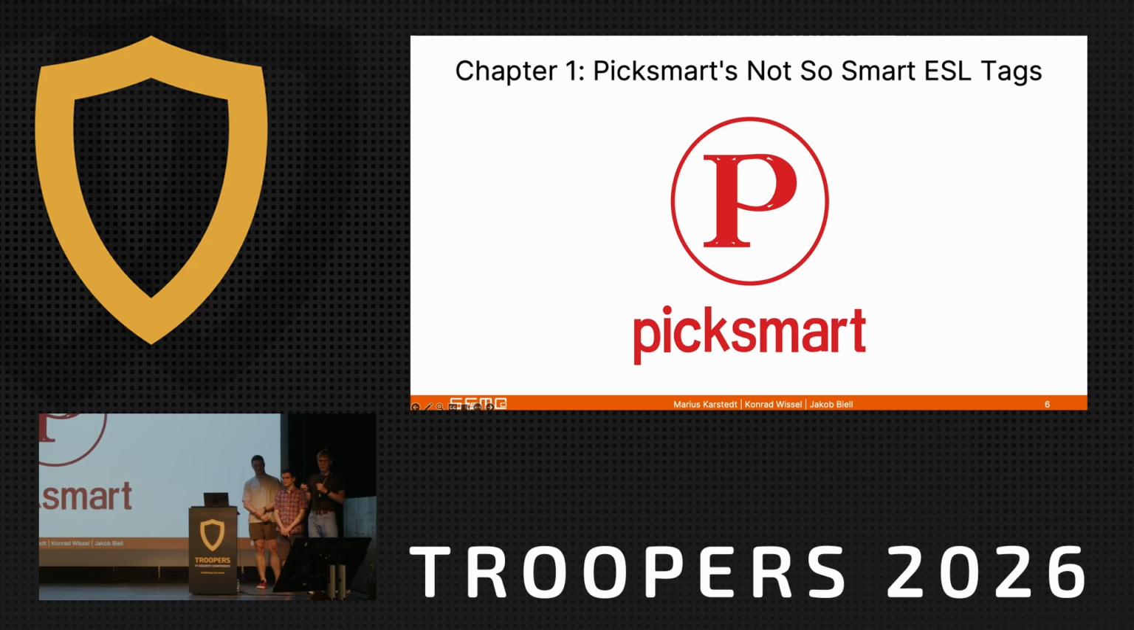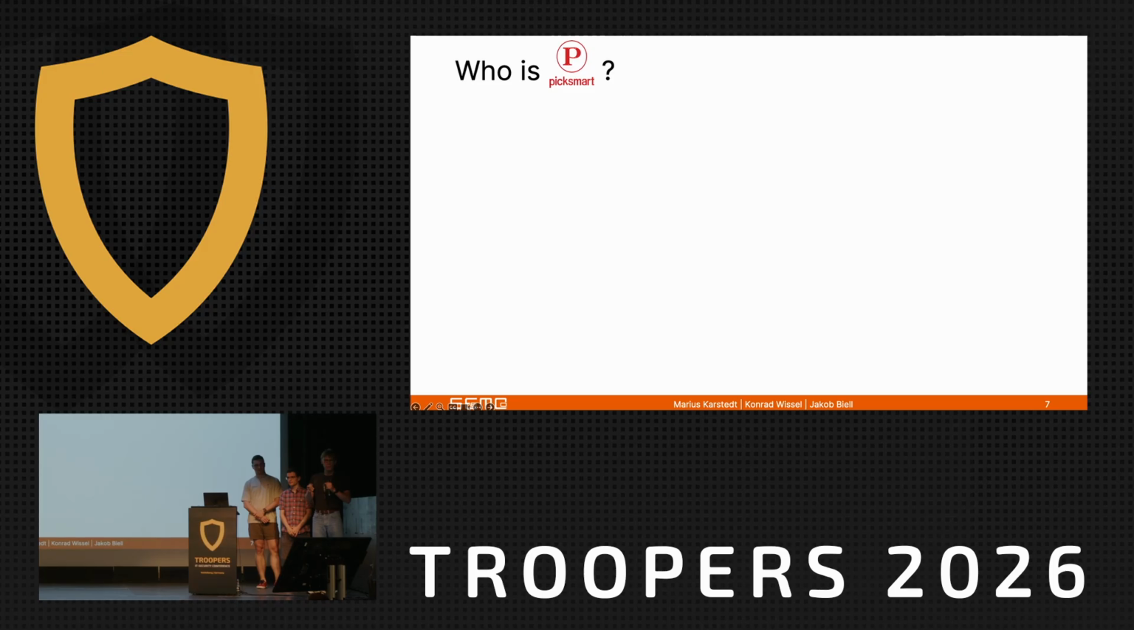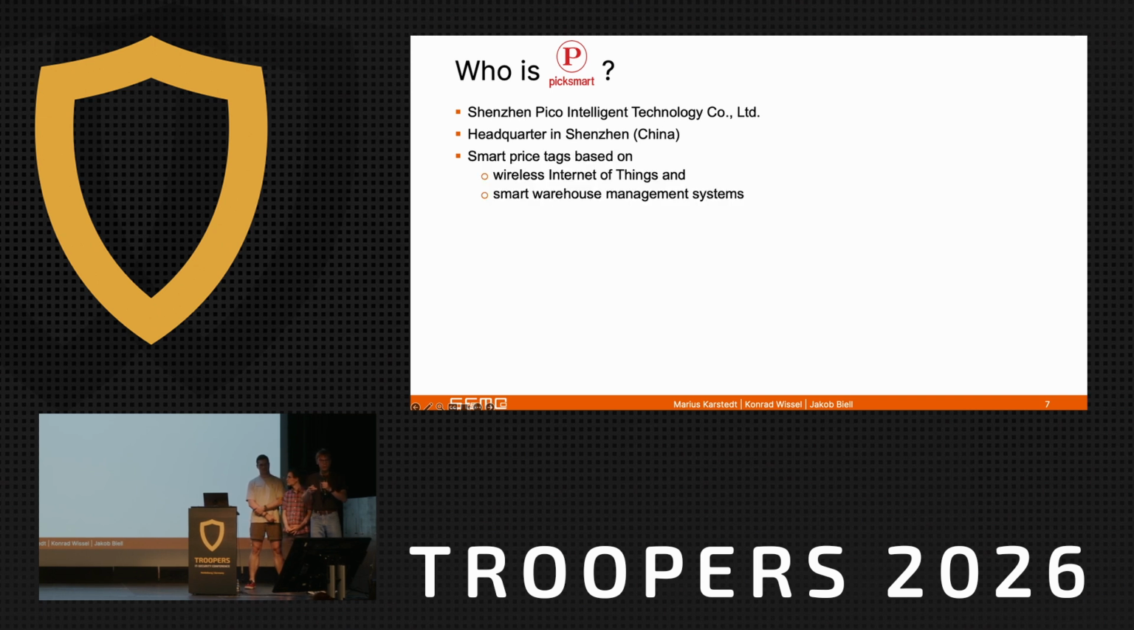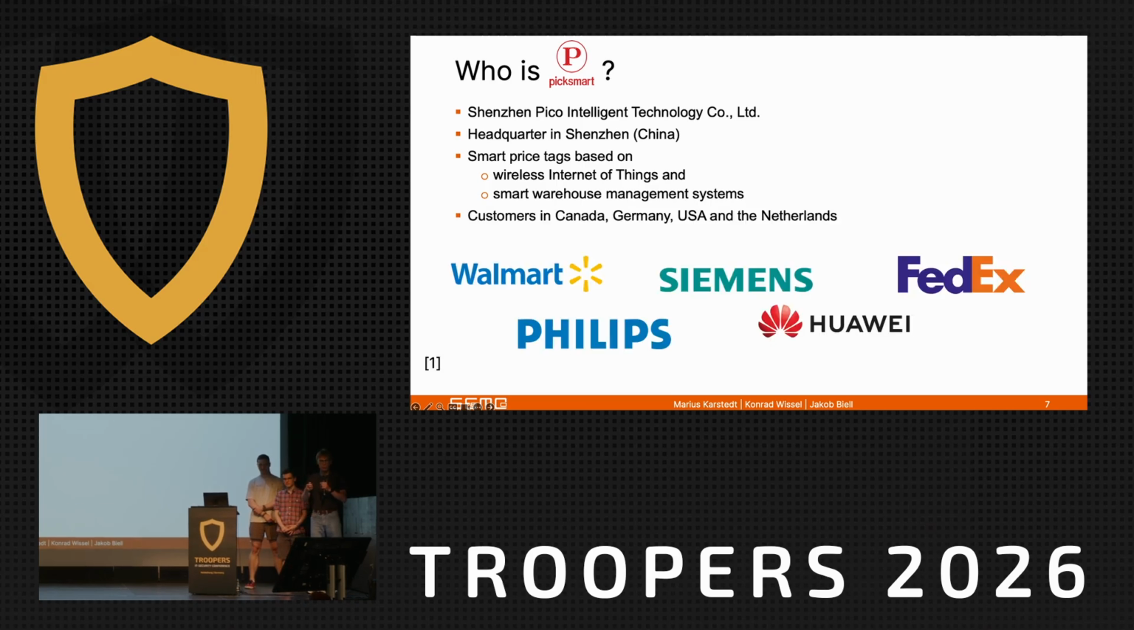The first chapter, or the first vendor, calls itself PickSmart. We would leave the smart away here, as you will see in the next minutes. They did some things that were not super smart, but they are a vendor for ESL tags coming out of China. They advertise themselves with smart management warehouse systems and wireless IoT, and they also advertise with a lot of customers. You might know some of them. We have some pictures here.